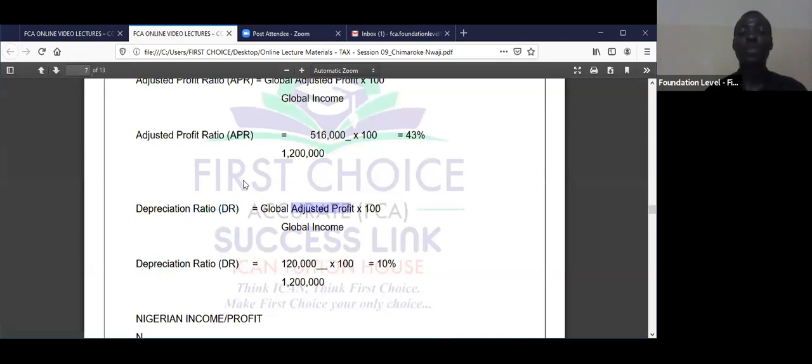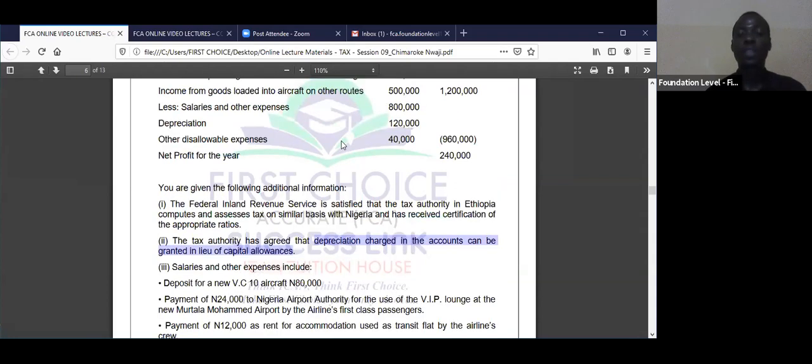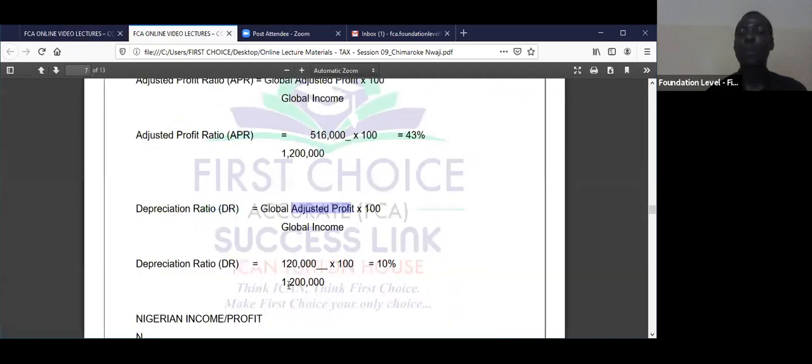So what is your global depreciation from the question? The question says that the tax authority has agreed that the depreciation charged can be granted in lieu of capital allowance. So that's why we are using it. Your depreciation is 120. So you say 120 over 1.2 million times 100 will give you 10%. So these two ratios are important.